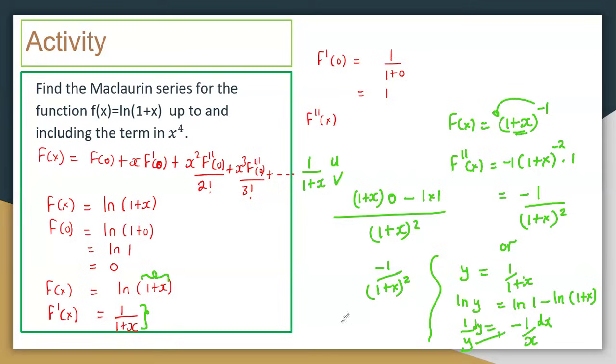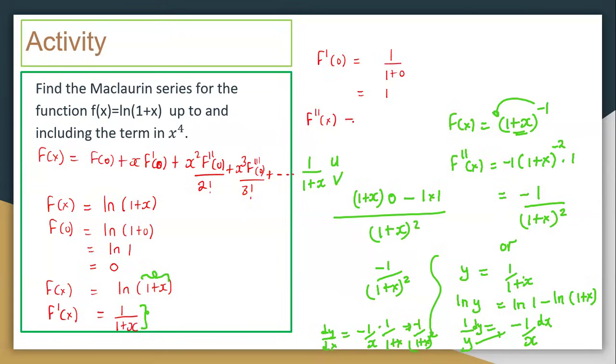Then when you cross multiply, you get your dy/dx equals negative 1 out of x times our y, which is 1 out of 1 plus x. So you end up also with negative 1 out of 1 plus x, everything squared. So use any approach of your choice as long as you know how to differentiate. So let me hope that is okay.